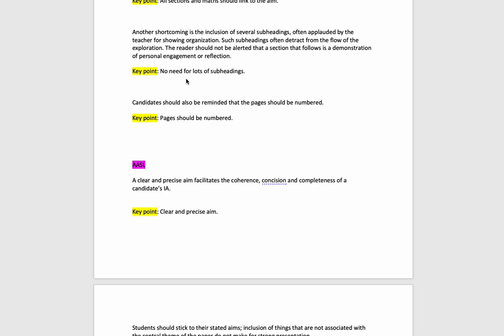Okay, no need for lots of subheadings. So this is something that's kind of been coming in recently with IAs around the world. Students putting in lots of different smaller subheadings. We don't need them. They're not needed. Pages should be numbered. Number your pages.